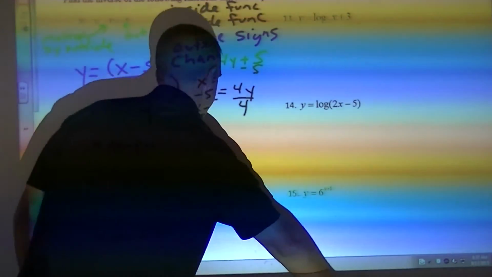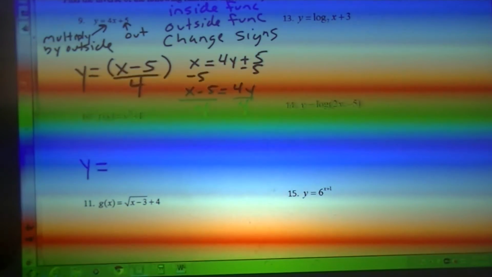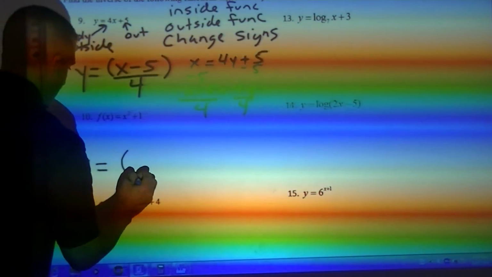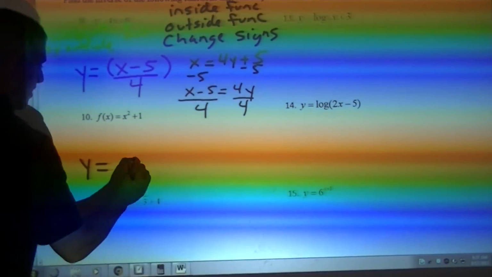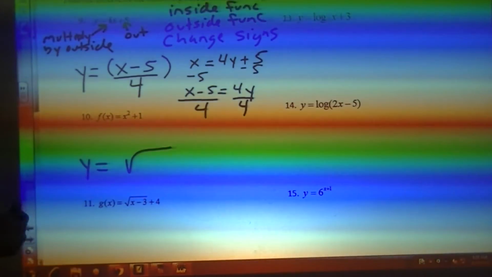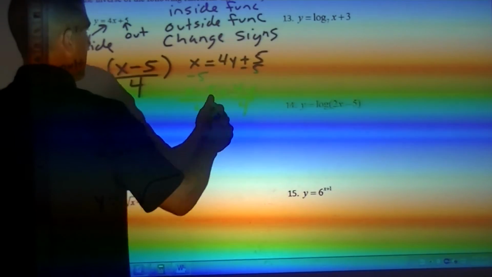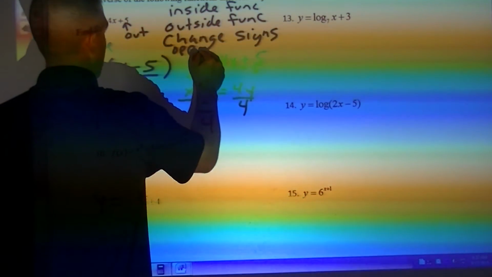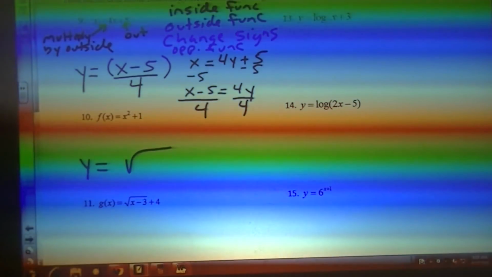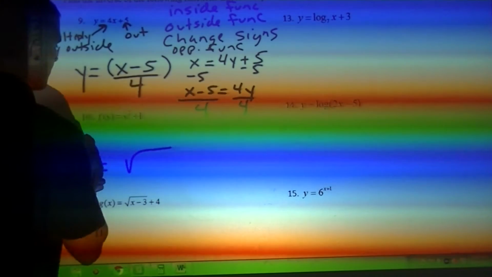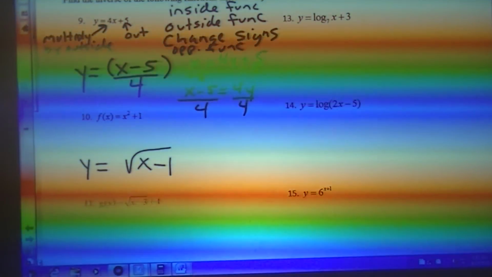Let's go to 10. That's going to be y equals. Instead of 1 being on the outside, well, first of all, if this is squared, I'm now going to change it to square root. So we want to do opposite functions as well. I don't know if you can see that. We want to do opposite functions. So instead of squared, I'm doing square root. 1's not going to be outside, it's going to be inside, and it's going to change sign. And that's all you have to do for that.